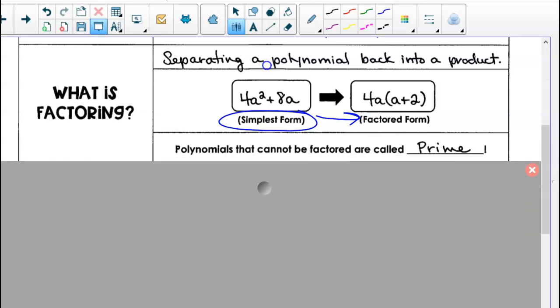As we start looking at these polynomials, if we get to something that can't be factored, those are going to be prime. You can relate that to prime numbers, because the only factors of prime numbers are one and itself. The same can be said with polynomials. The only thing you can really take out or factor out is a 1.